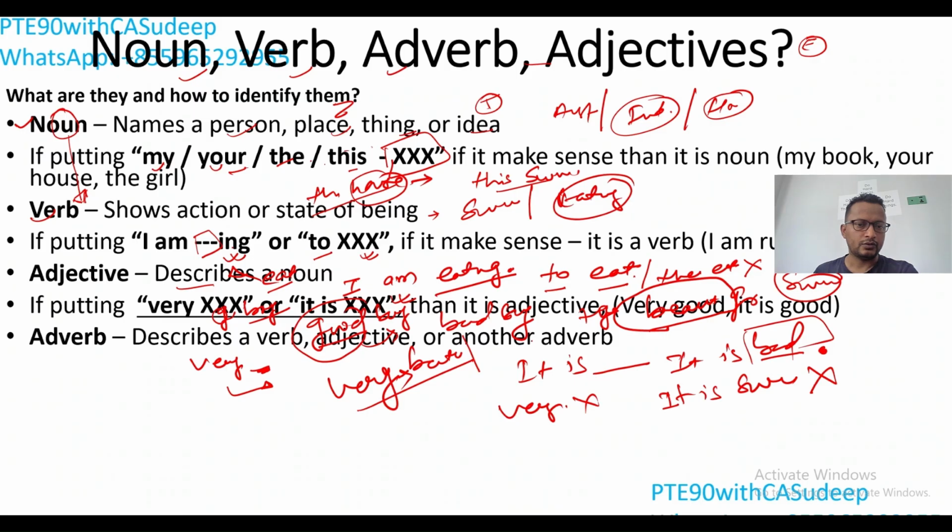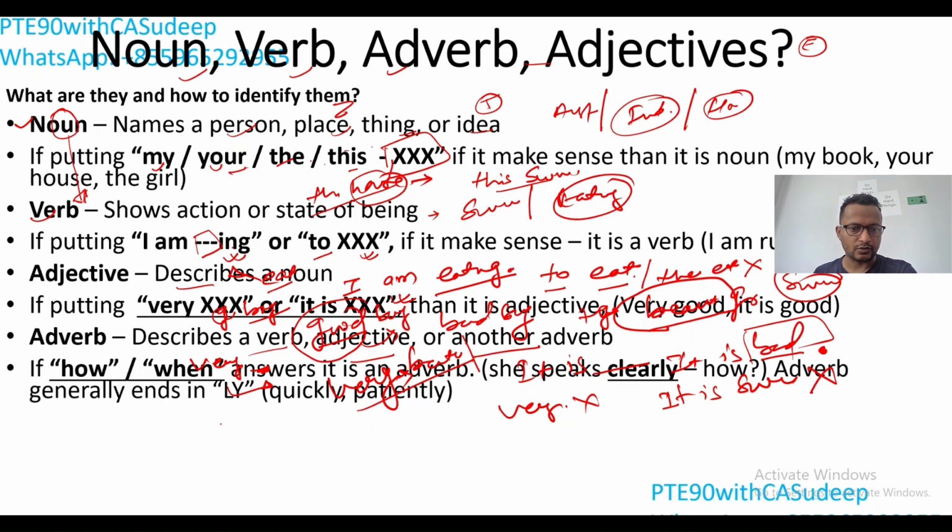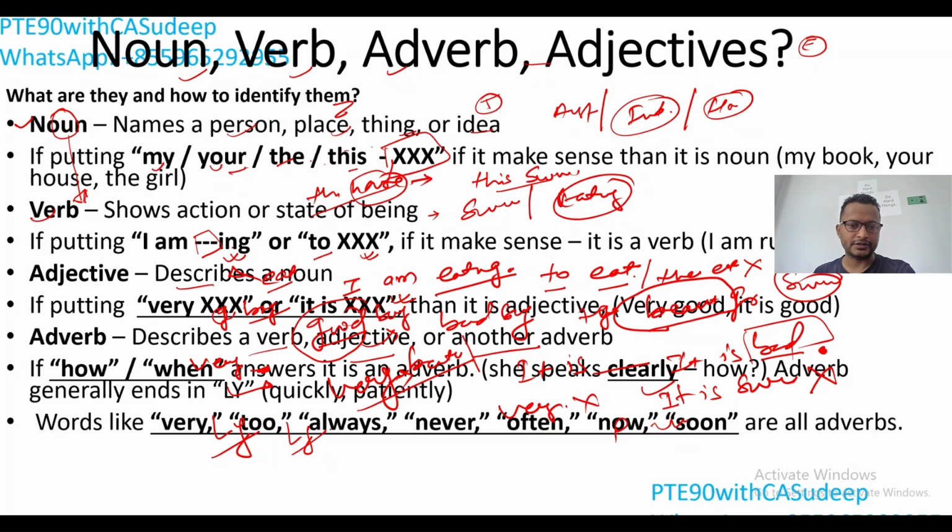Okay. Now what is adverb? An adverb is a word that describes a verb or adjective or another adverb. So generally adverbs end in ly. If there is a word that has ly at the end, then that is an adverb. Like for example, clearly, patiently, beautifully, respectfully, nicely, all those ending in ly are adverbs. There are other words also, like for example, very, to, always, never, often, now, soon, all those are adverbs. Okay. So this is how you learn to identify noun, verb, adverb, and adjective.